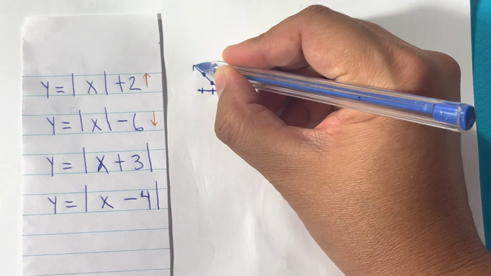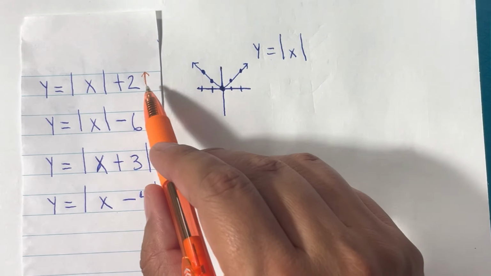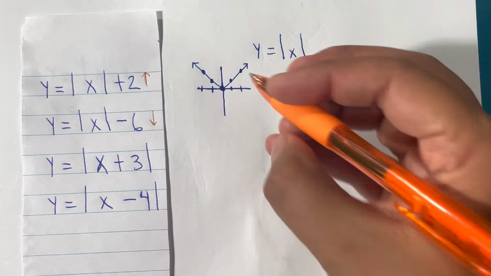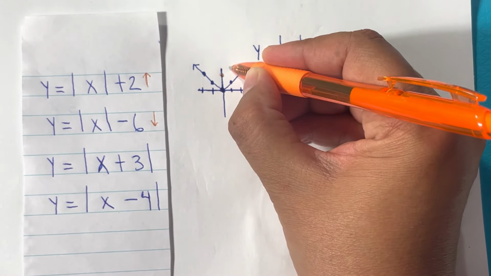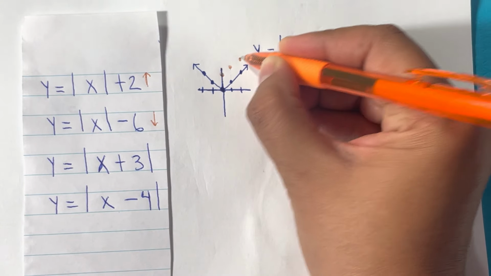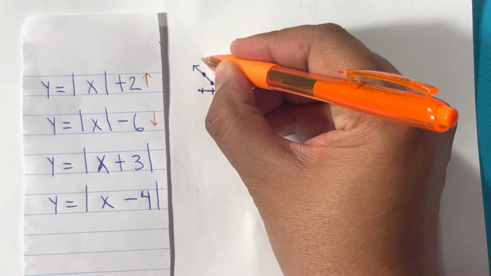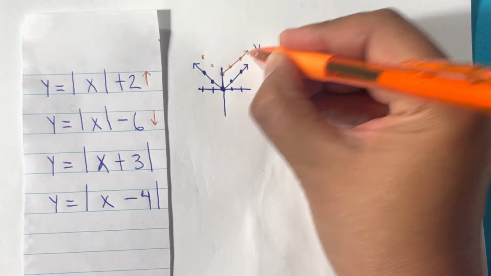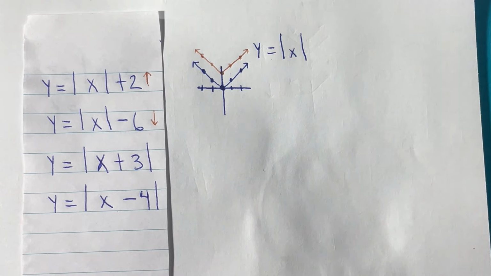And what this transformation or new equation is telling me is that my mother graph is going to go up 2 spaces. So every single point is going to go 2 spaces up. Same for this side. 1, 2, 1, 2, and so on. And so that's when we have plus 2 outside.